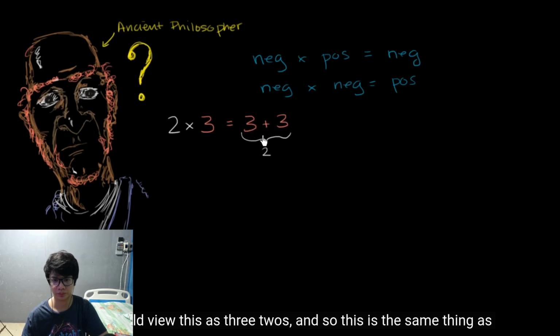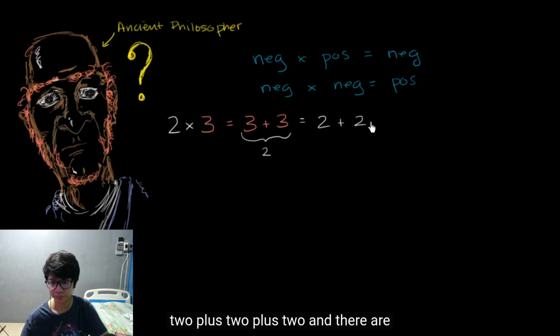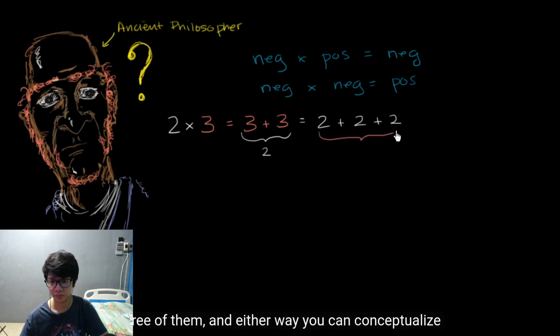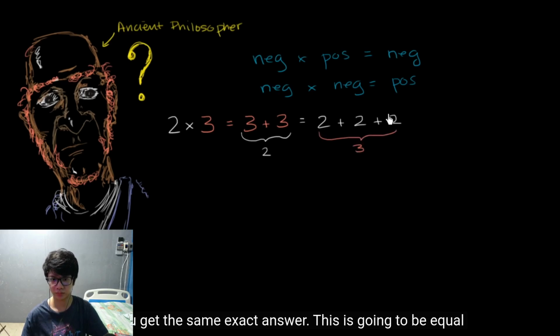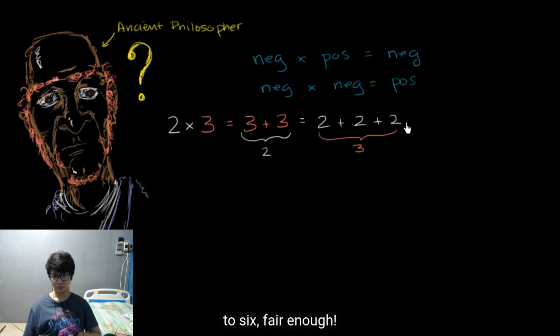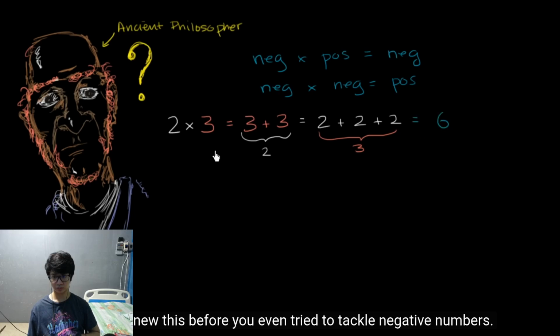Or you could view this as 3 2s. And so this is the same thing as 2 plus 2 plus 2. And there are 3 of them. And either way you conceptualize them, you get the same exact answer. This is going to be equal to 6. Fair enough. You knew that before you even tried to tackle negative numbers.